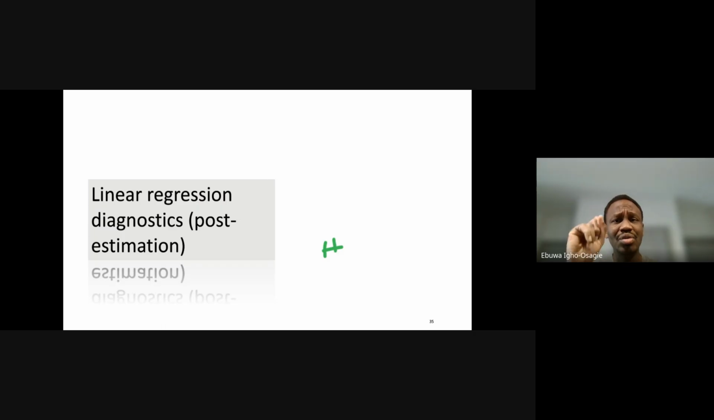You know, what is the extent to which we think that, yes, X predicts Y, but what's the extent to which X tells the entire story about Y? And that's your adjusted R squared.